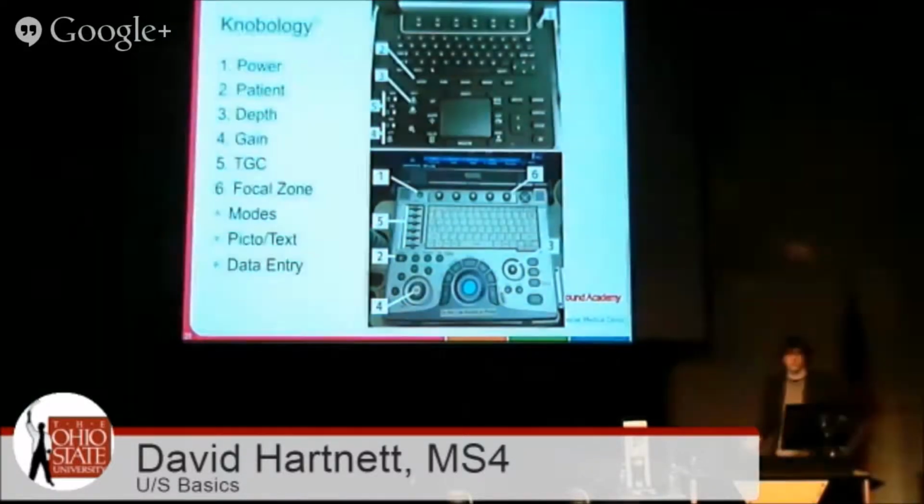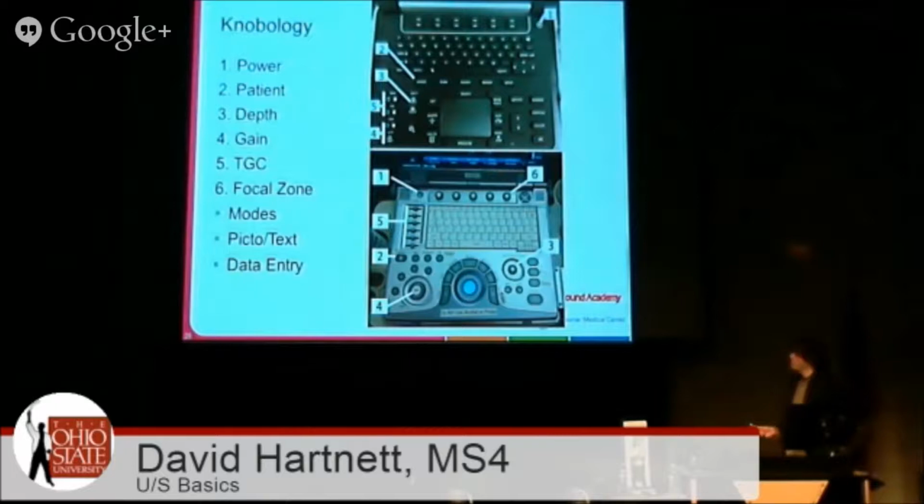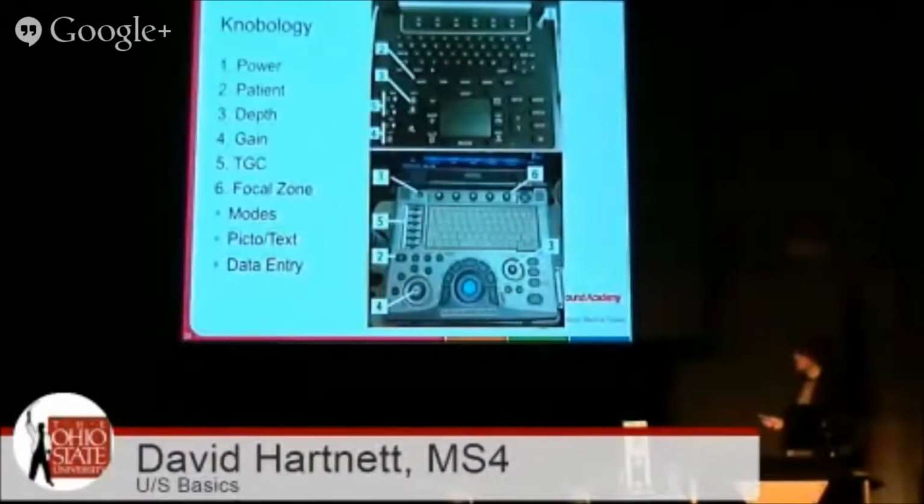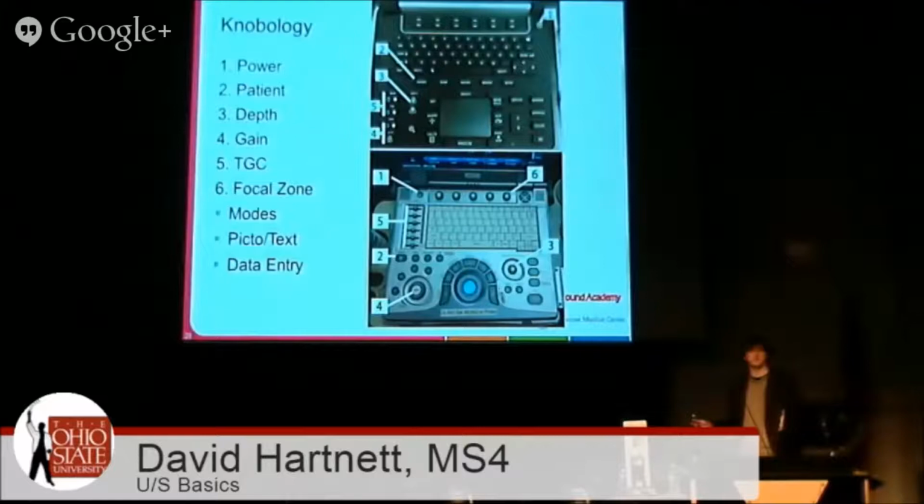Last thing I just want to go over real quick is some basic knobology, the study of the knobs. The first thing that for every ultrasound machine, like Dr. Blankenship was saying, surgery needs to find is the power button. So all machines have a power button. They also have a power cord plugged into the wall. So it's important to identify that. It usually has a power symbol on it, or the word power. And then there's a patient button in a different place on every machine. But this is where you enter patient information so you can save your images and things such as that.